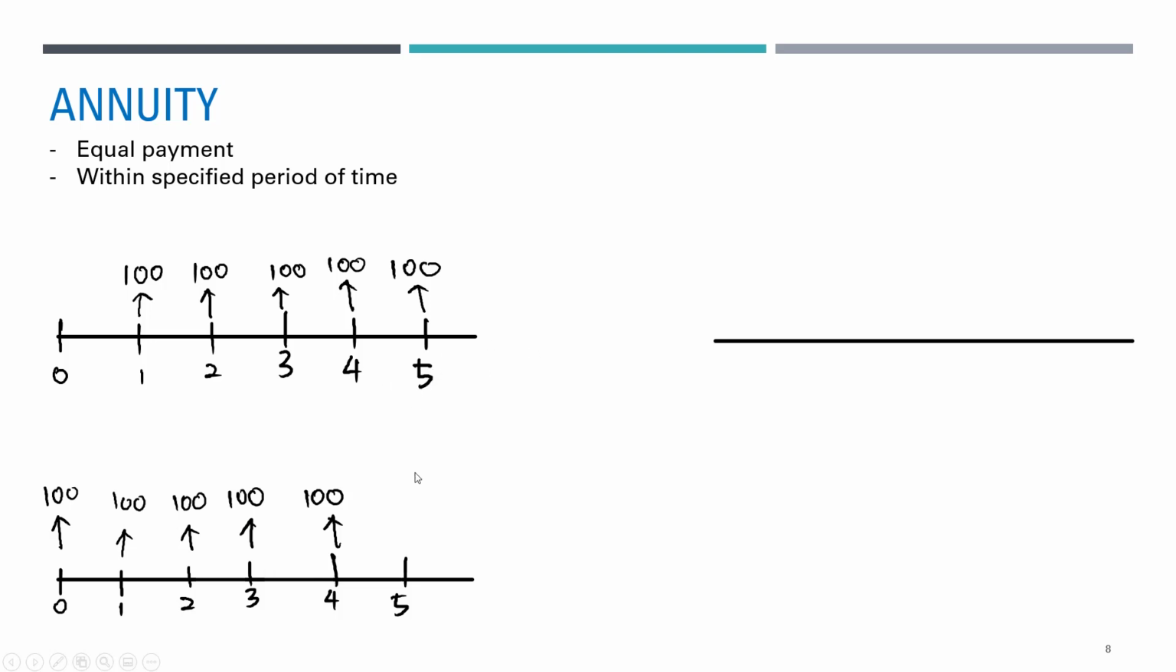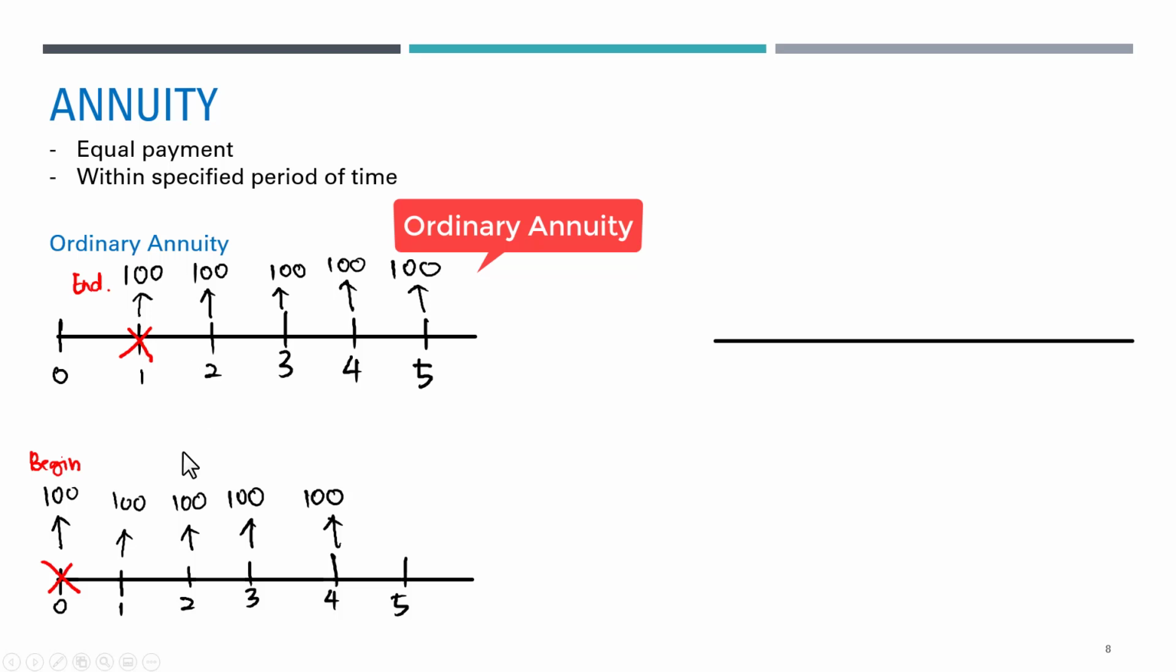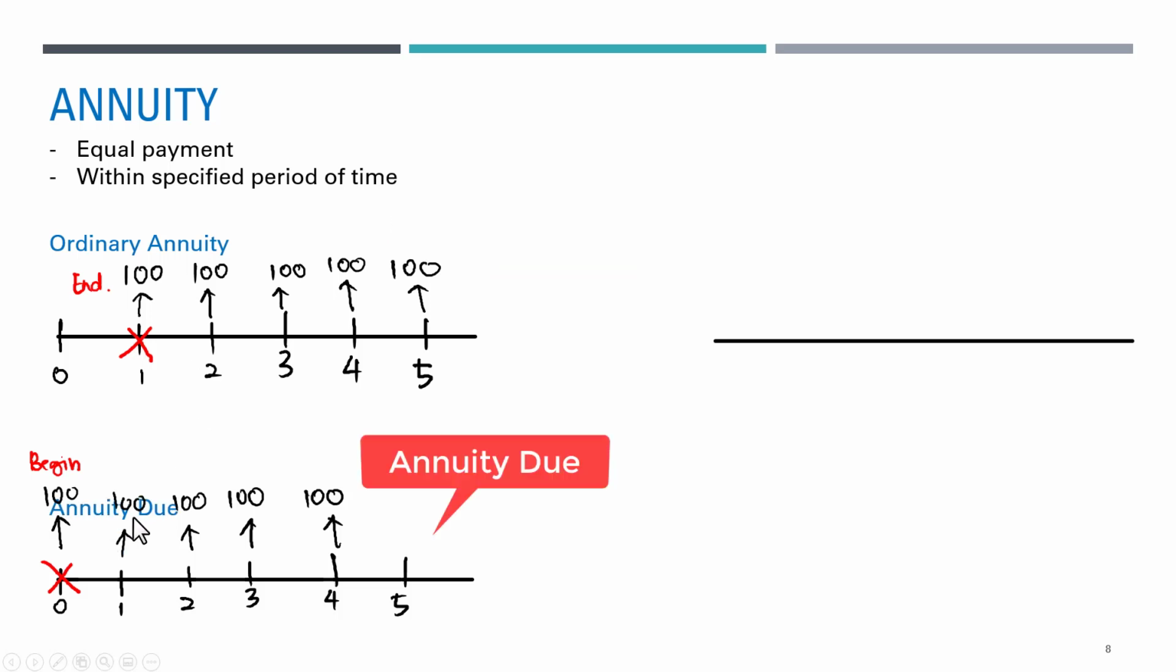Okay, so what is the difference between these 2? You will find that the first one actually starts over here, but the second one starts here. So the main keyword here, you'll notice that this is actually starting at the end of certain period, and this one starts right at the beginning. There's a name for it. The one that you can see on top is what we call the ordinary annuity, and the one at the bottom is the annuity due.